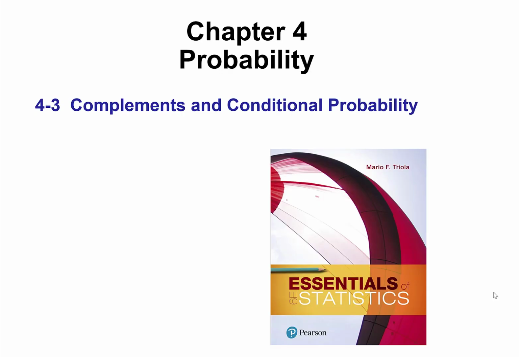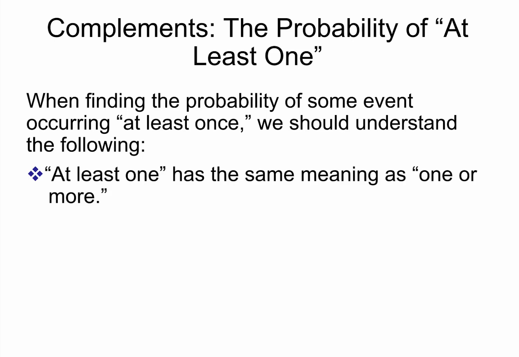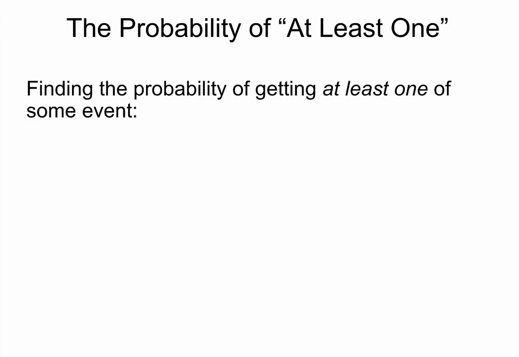Section 4.3, Complements and Conditional Probability. When finding the probability of some event occurring at least once, we should understand the following. At least one has the same meaning as one or more. The complement of getting at least one particular event is that you get no occurrences of that event.